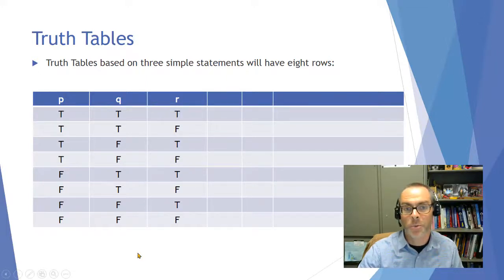Now, you could have a truth table with 4 simple statements, and there would be 16 rows, or 5, and so on. And there's a little bit of work related to that in your homework. I'll leave you to think about that. But that wraps up this section.